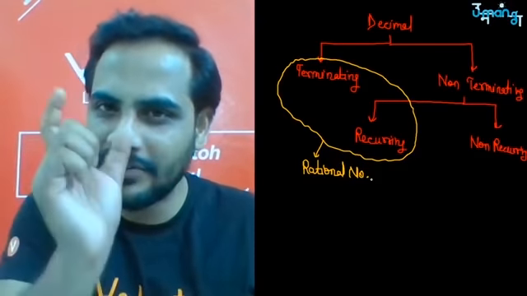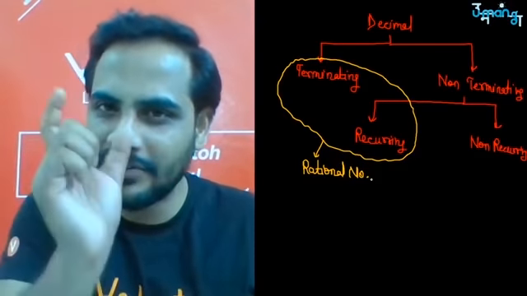See, 1 by 2 is 0.5, a rational number. 1 by 3 is a rational number, and the decimal expansion of 1 by 3 is 0.33333, and so on, which is again a rational number. So there is no contradiction. We are saying the same thing. So terminating and non-terminating and recurring come under the category of rational numbers.